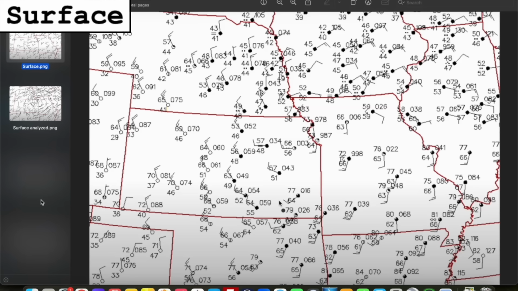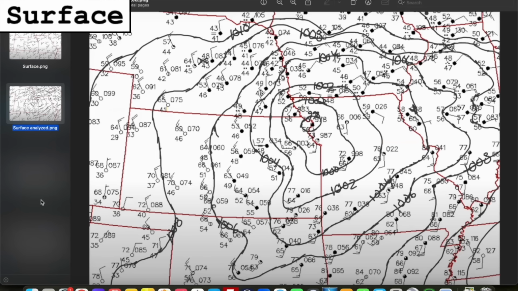Now, we're not going to take you through how a surface map is actually analyzed, but it would look something like this. We would do an analysis of the pressure values at each station and come up with a map that looks something like this, a contour analysis. Again, these are contours of equal pressure called isobars.